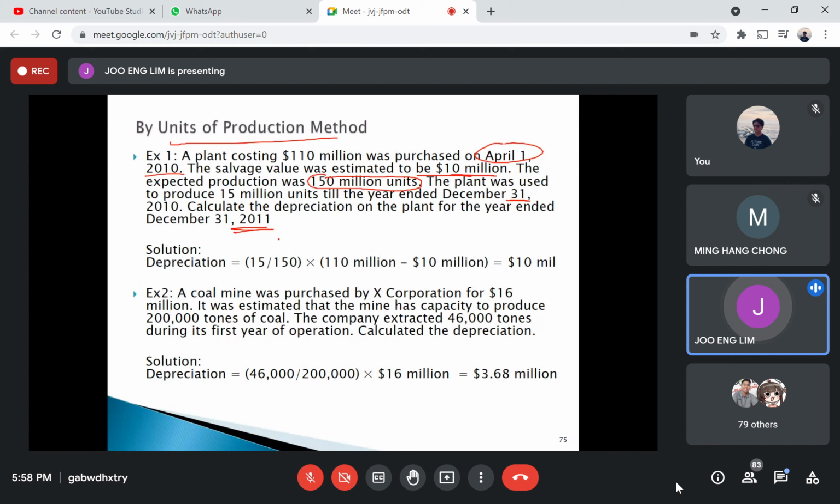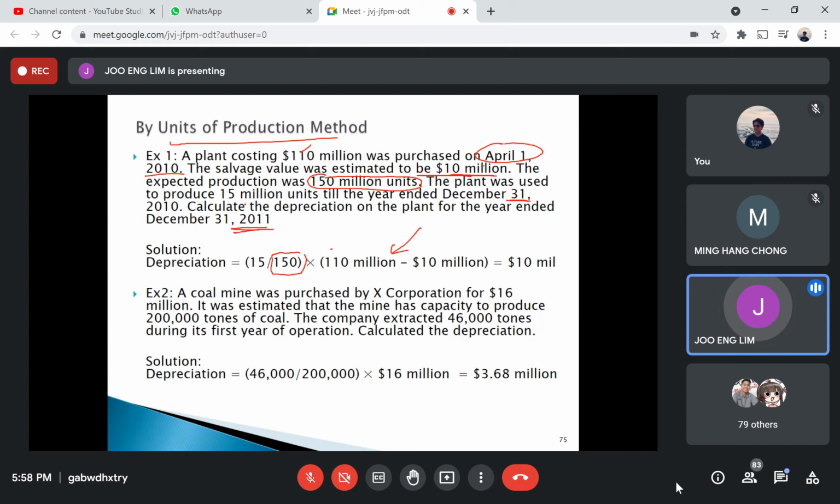Okay, so look at here. What is your depreciation per unit? You're using this as your depreciation base, right? Your 110 is your cost minus your salvage value, over your 150, which is your expected volume.